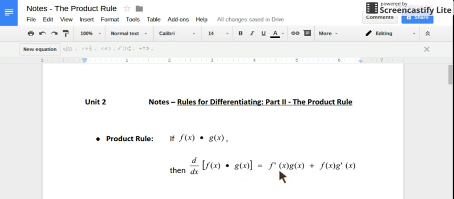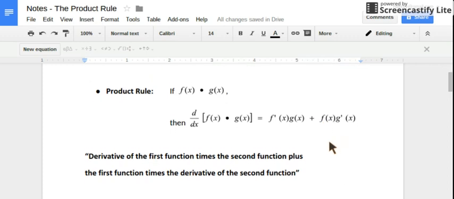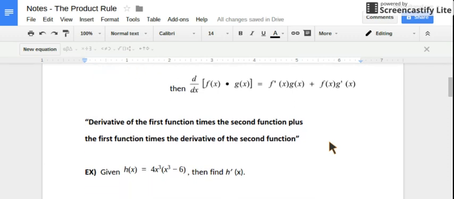And it simply says, find the derivative of that first function, multiply it by the original second function, plus the original first function times the derivative of the second function. Let's do an example and see what that means.